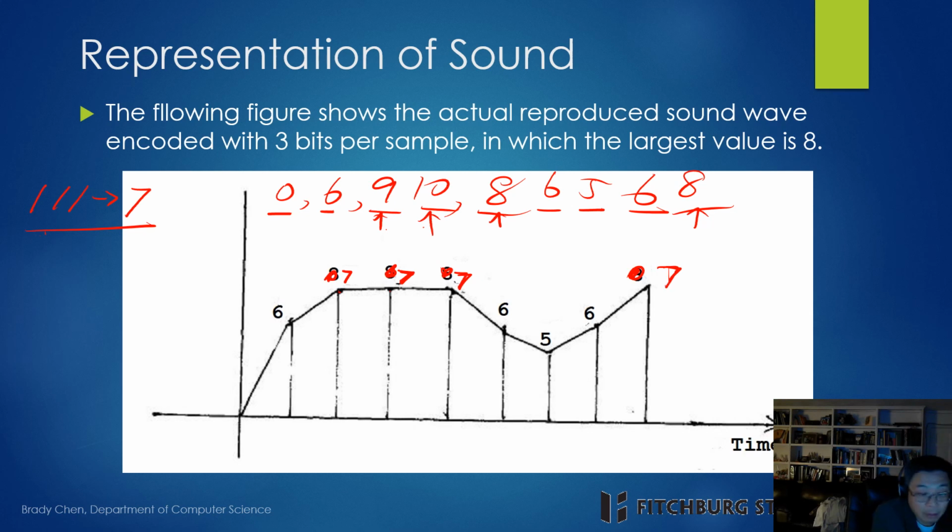Now this is definitely going to impact the quality of the digital sound. Because using sampling, we lose some information. But now, using 3 bits, we lose some more information. So that's the problem.